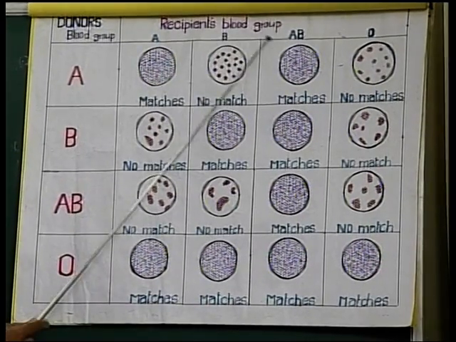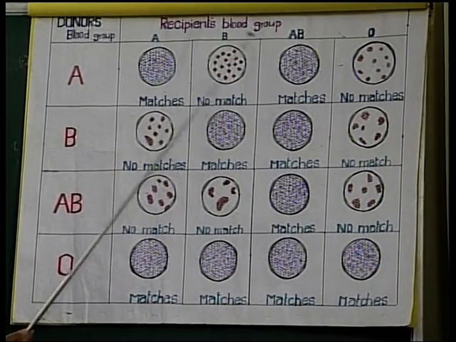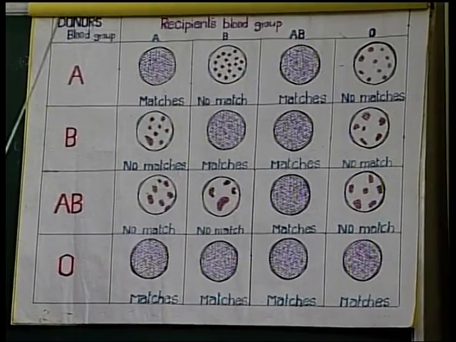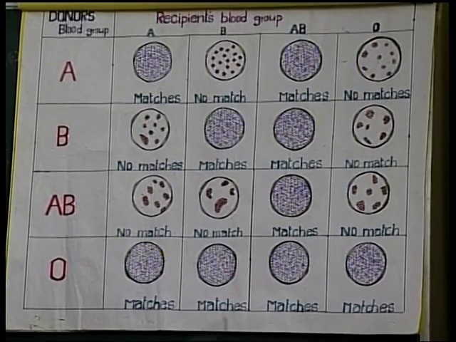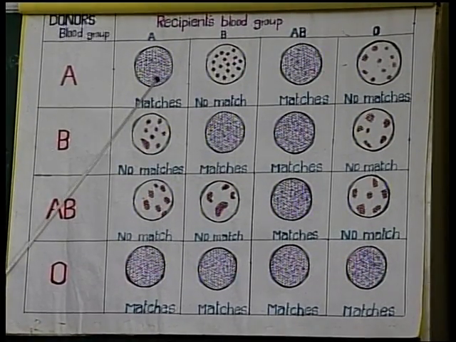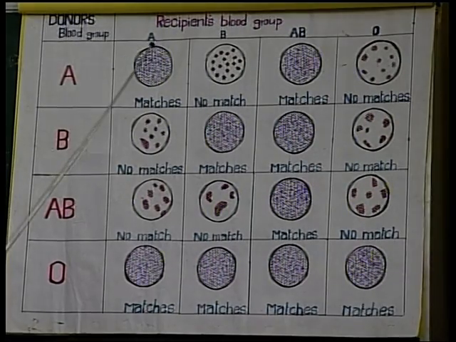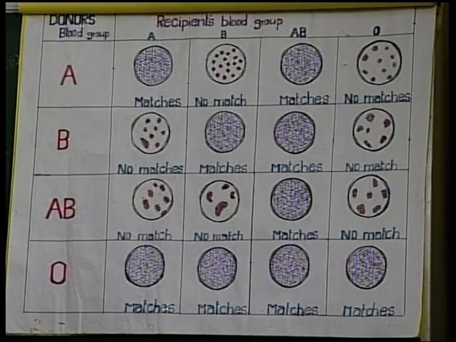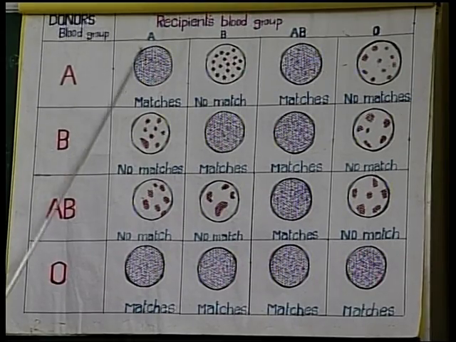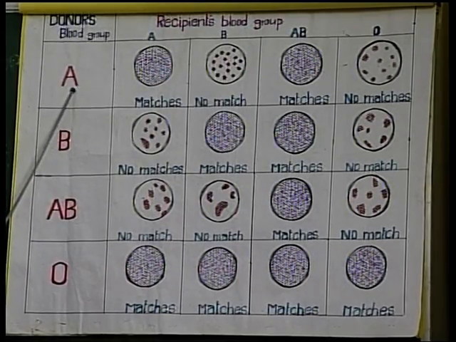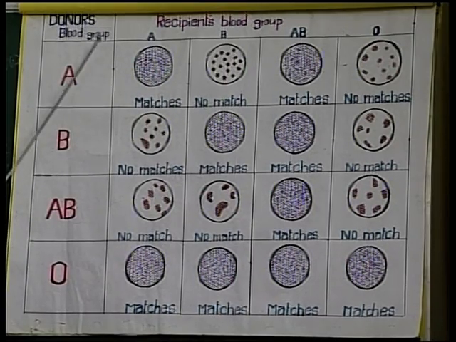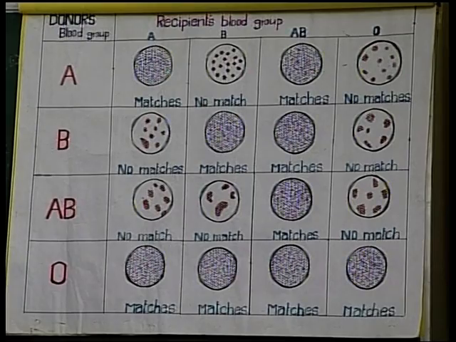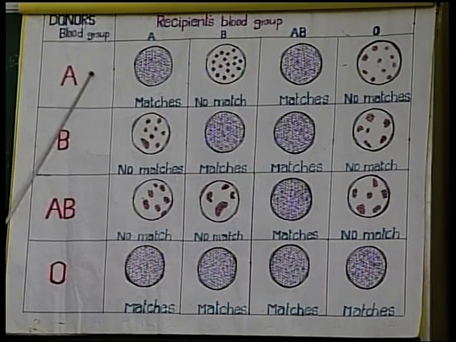These are the recipient's blood groups: A blood group, B blood group, AB blood group and O blood group. These are the donor's blood groups: A, B, AB and O. And here A is the recipient. What antigen and which antibody does a person with A blood group have? Very good. A antigen and B antibody. So the person with A blood group has A antigen. Here the B antibody reacts with the A antigen. That's why there will not be any clumping. So, it matches A.